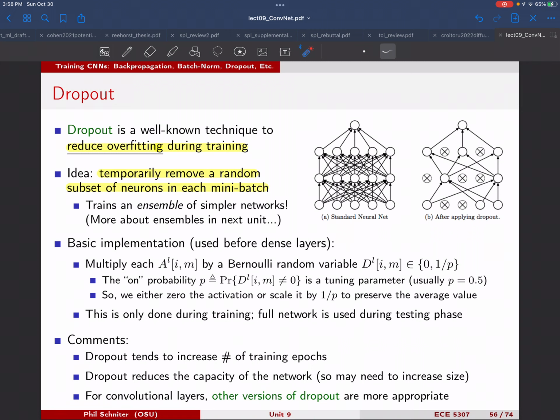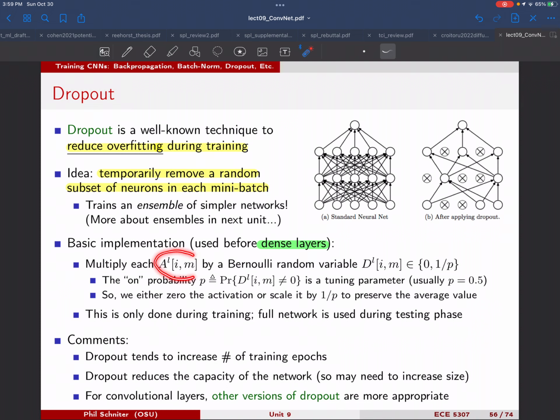Actually, I take this back. This discussion is for dense layers. Dropout is not very often used for convolutional layers, so it's mainly a thing for dense layers. In the case of a dense layer, we don't have any pixels, right? We just have these channels, layers, and batch items.